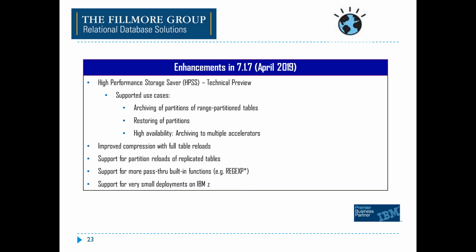So in 7.1.7, in April, the high performance storage saver returned. We're going to go over that a little bit more, but I know some of you out there are using it now. So the fact that this is available in IDAA version 7 is very important. The ability to store months or years of historical data in the IDAA, which does not also exist in Db2 for z/OS. So you get deep savings in your storage on your mainframe, your spinning disk DASD that runs on z/OS.